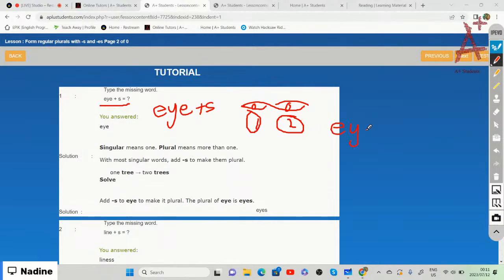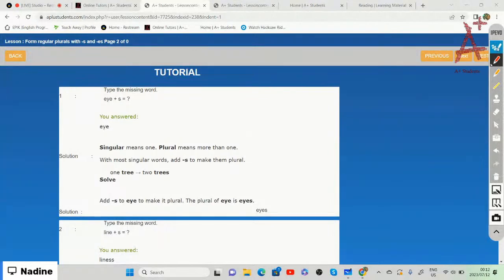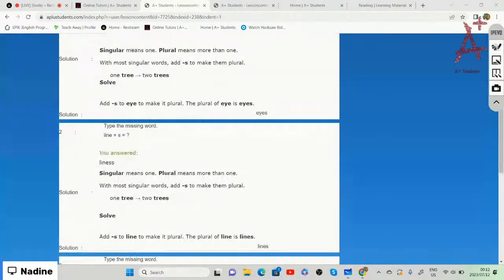E Y E S. So what was added? We added the S. And now that word I becomes a plural word for eyes because we added the S, right? So one I, only one I, right? However, two eyes, right? All right, go to the next one.